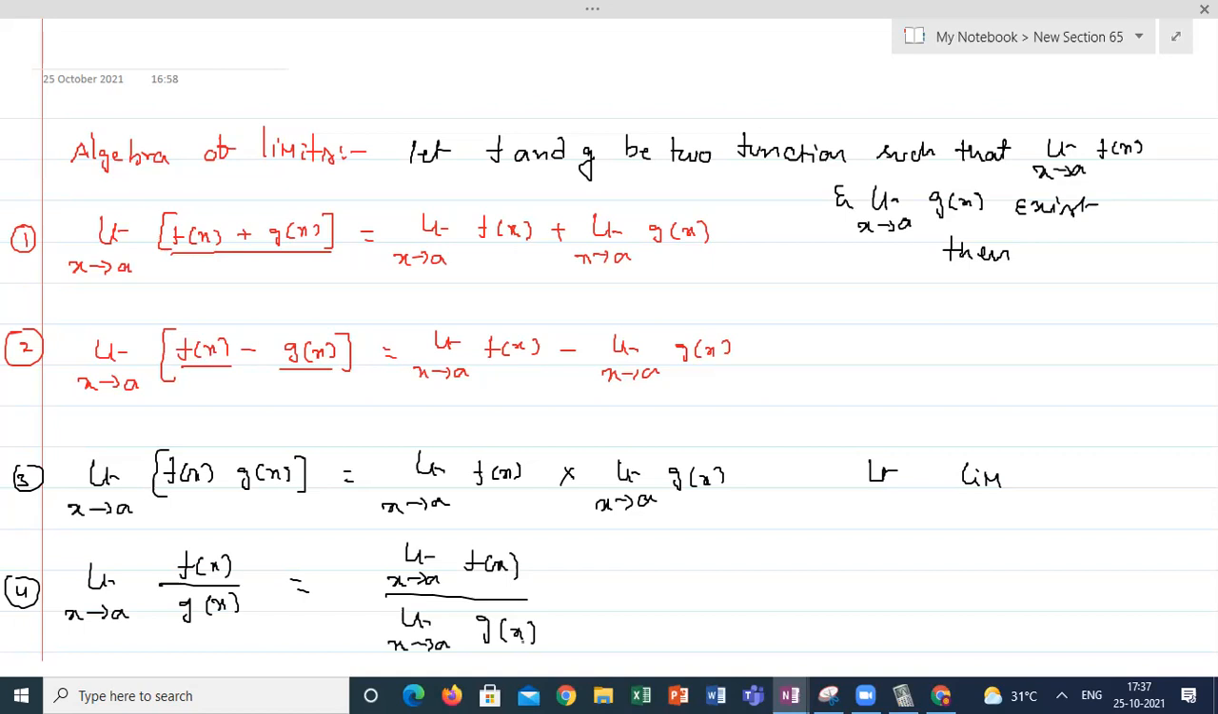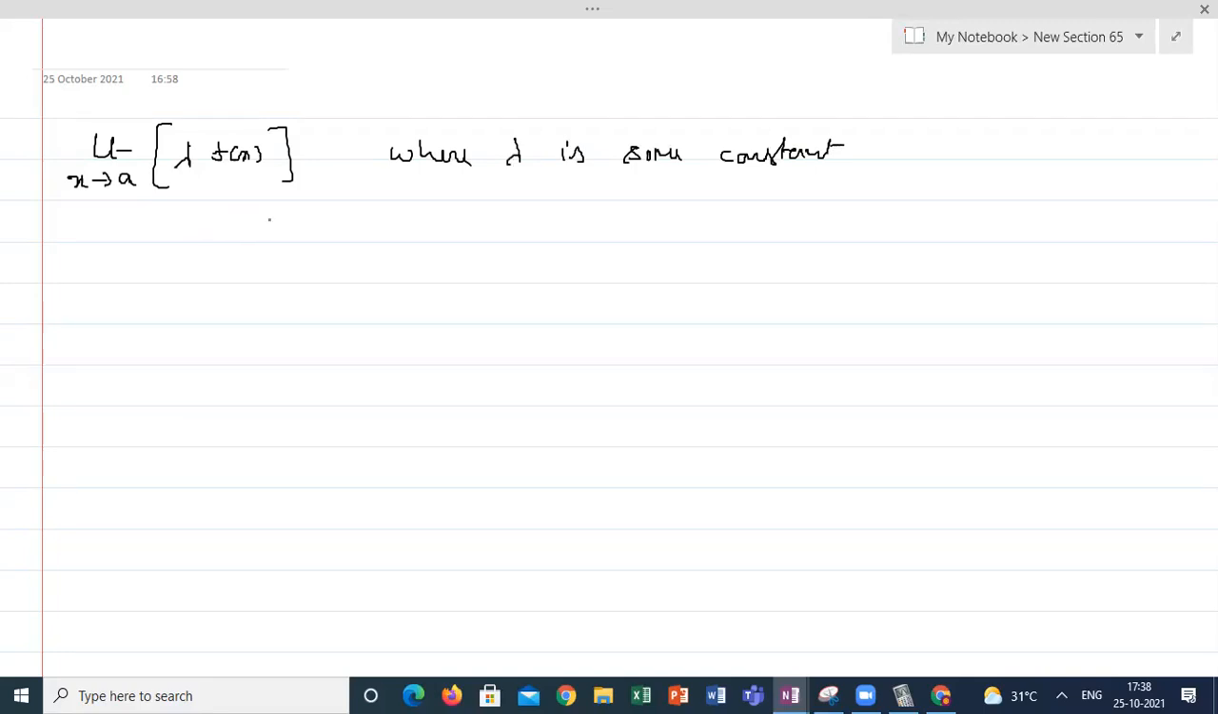Suppose if any function is multiplied with any constant, we can remove the constant out and you can apply the limit. Suppose I'm having a limit x tends to a lambda into f of x, where lambda is some constant. So this will be equal to lambda into limit x tends to a f of x.